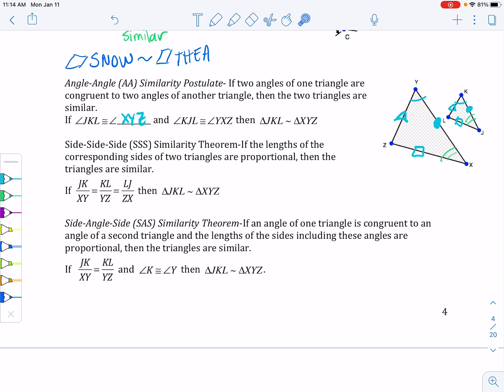Remember, your order matters. So you want to be careful when you're writing your similarity statement that the corresponding parts are matching. So let's try some examples of these.